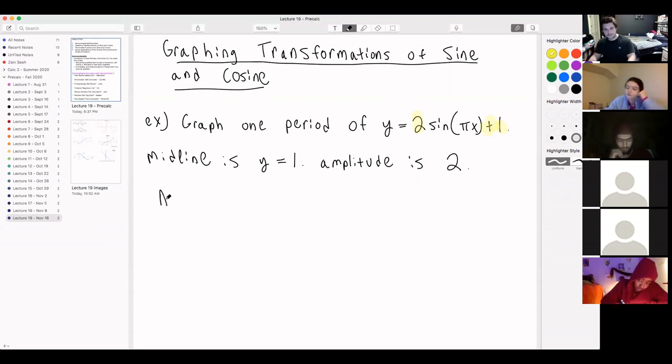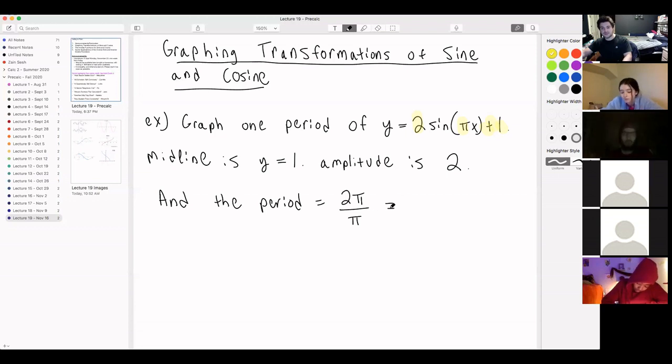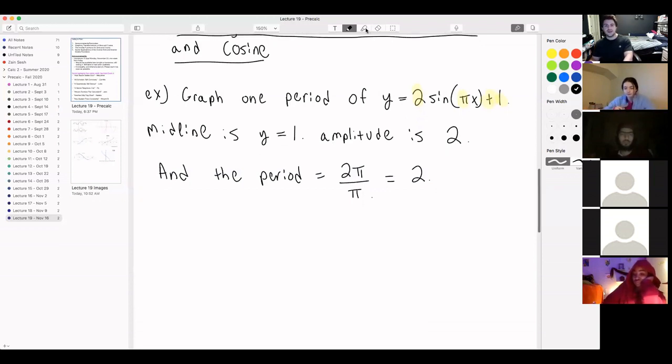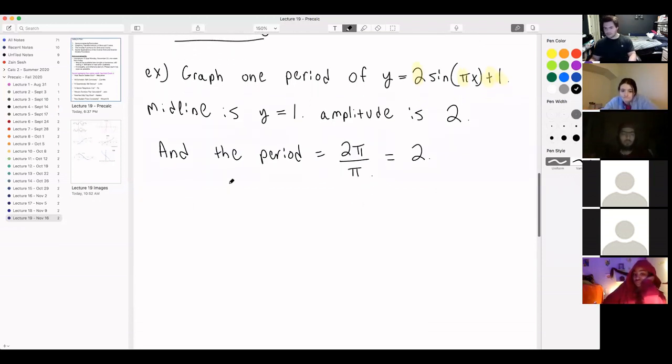And the period, you can recall, you have to do 2 pi divided by the horizontal compression or stretch. So the horizontal compression here is pi. That's what the input is being multiplied by. So the period is 2 pi over that horizontal stretch. You cancel out the pi's and it will just be 2. So that's the period. We just gather this information and that makes graphing pretty easy once you have all these data points.